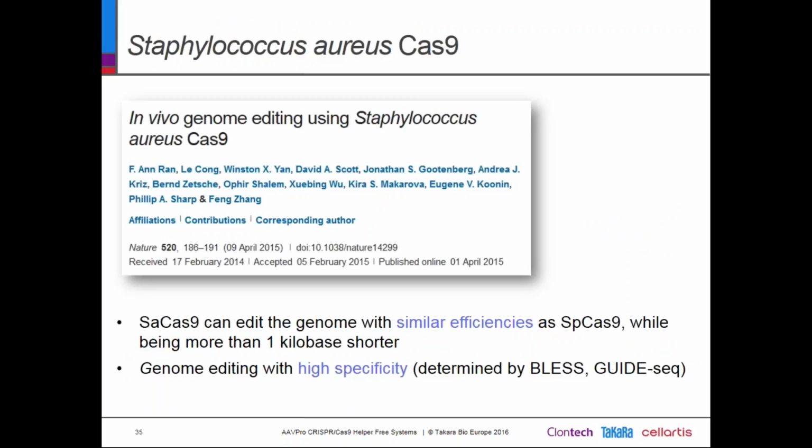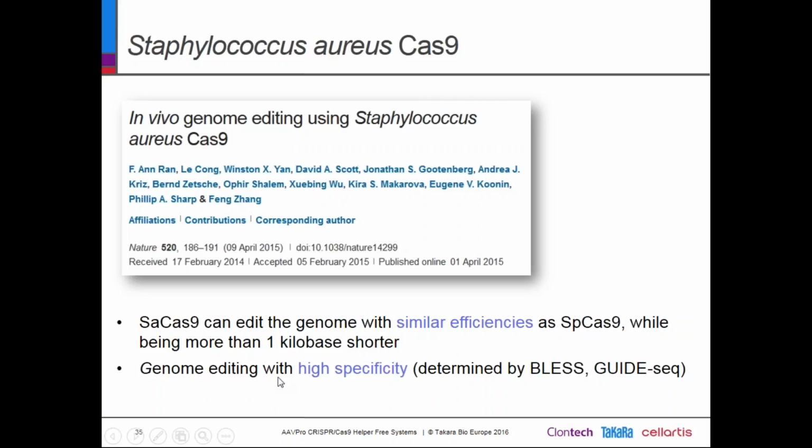So now, last year the SaCas9 has been identified and described here in this Nature paper by Feng Zhang's group, and what these authors found is that SaCas9 could edit the genome with similar or very similar efficiencies compared to SpCas9. And a very important feature of this SaCas9 is that it's really 1 kb shorter, which facilitates packaging into AAV vectors.